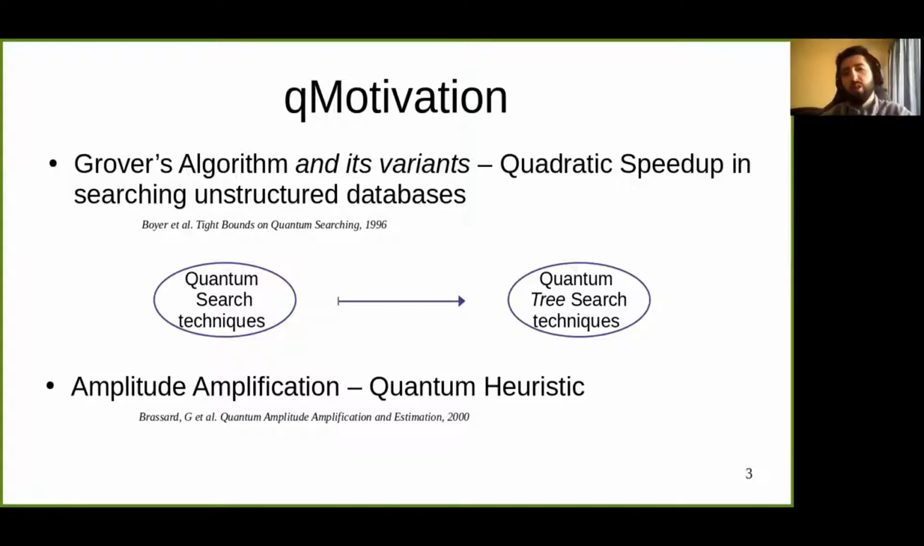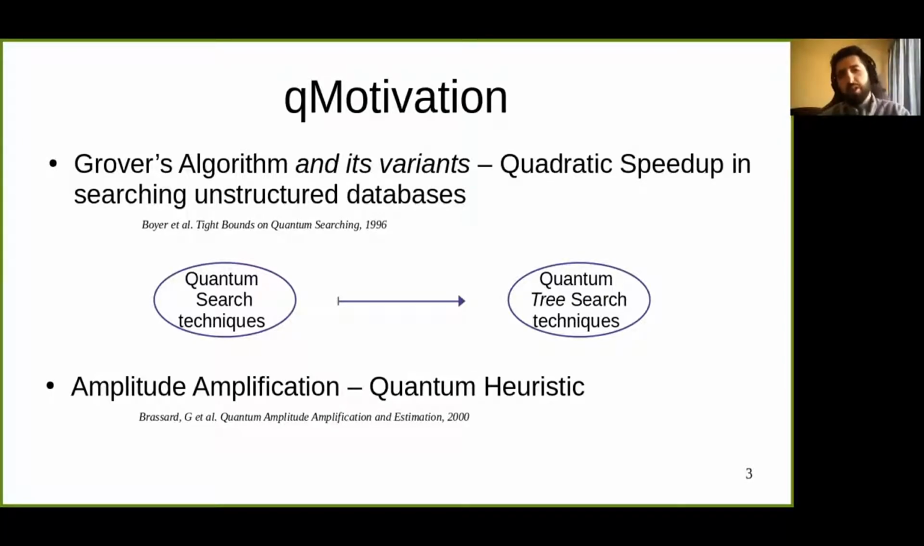We all know that Grover's algorithm can give us a quadratic speedup in searching unstructured databases, and so if we could map quantum search techniques, Grover's algorithm and all of its variants, into a quantum tree search technique, maybe we could enhance some of the tree search algorithms.